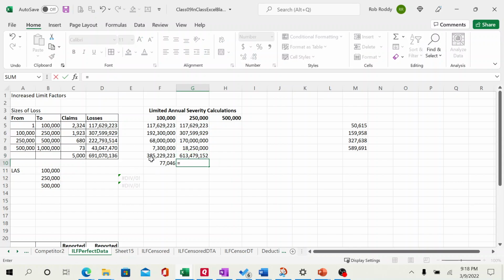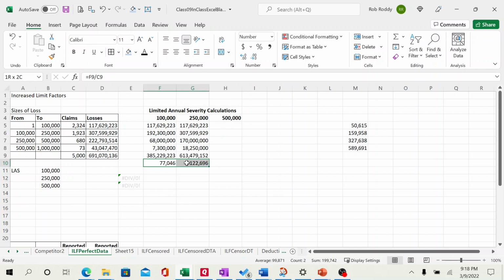So your limited annual severity would be now this number divided by 500 grand, or $122,000. Let's take a look at the characteristics here again to get what I call the smell test. It should always be lower than your unlimited severity, and the increments should get a little closer together. So this is what, 77%, that's about half.